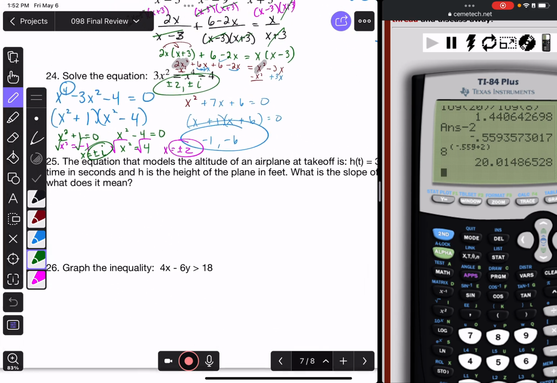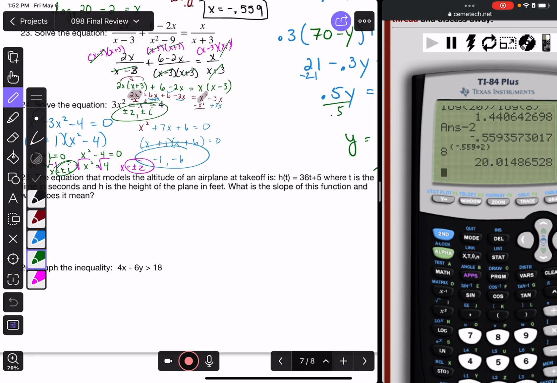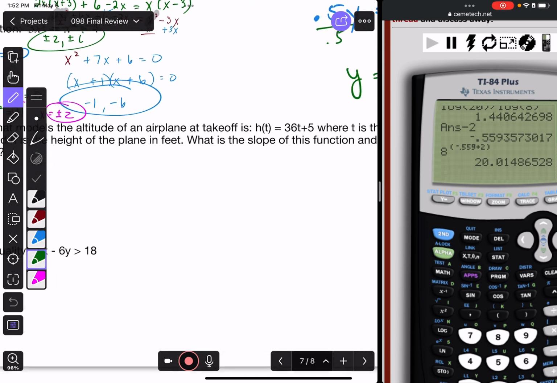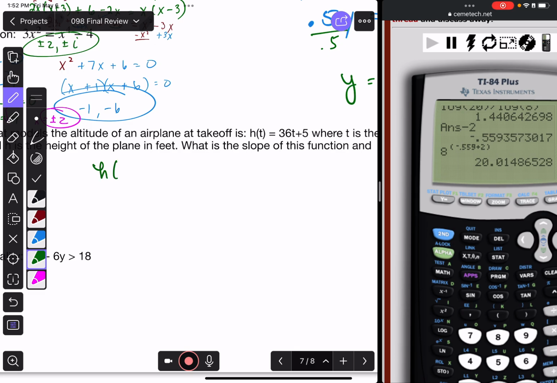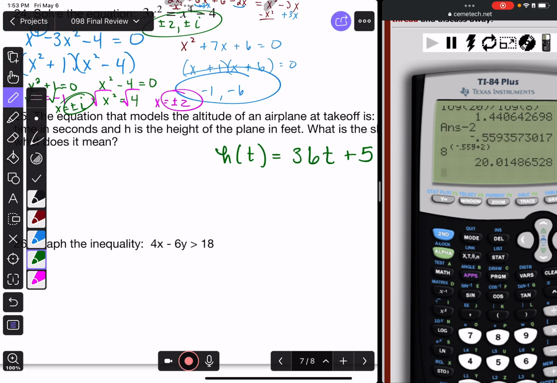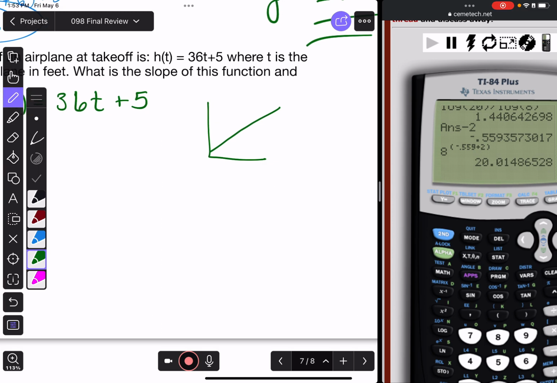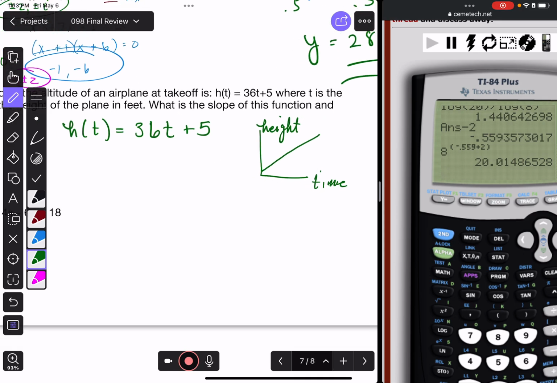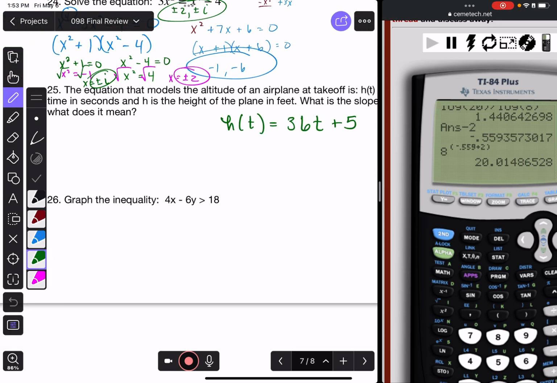Last two on this page, the equation that models the altitude of an airplane at takeoff is given by this. That's nice. It's nice and linear. See how it's t to the 1st power? That's just a line. This airplane just takes off and goes, where t is the time in seconds, h is the height of the plane, so this would be like time. This would be the height. As time goes, it gets higher. What is the slope of this function, and what does it mean?